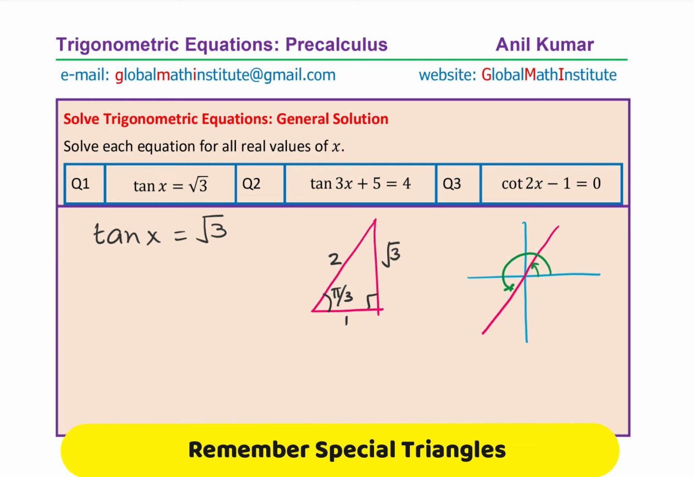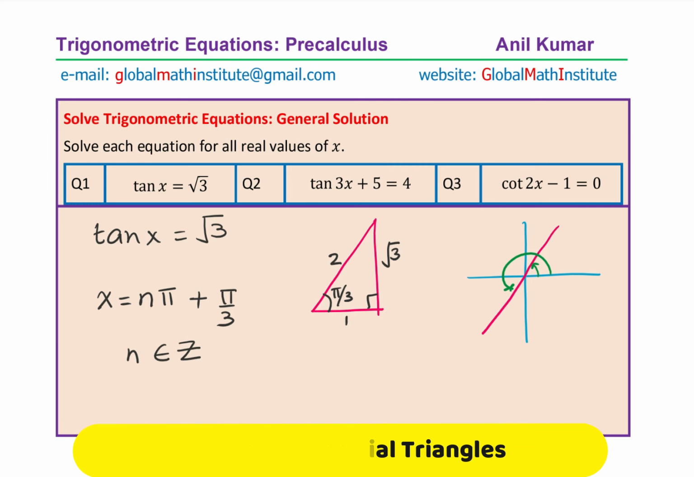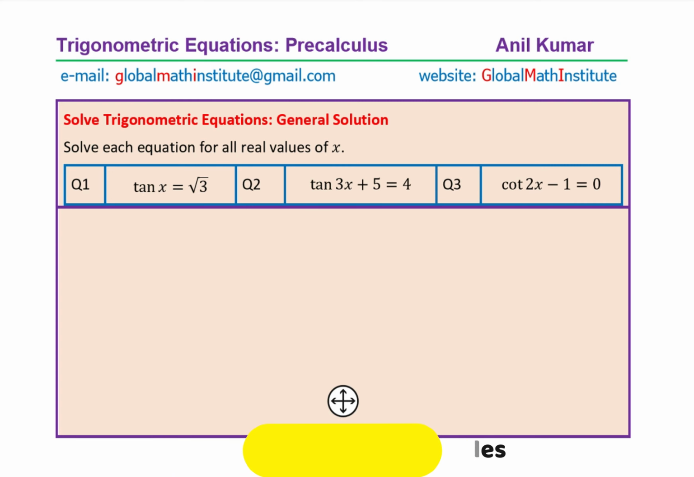So now we can write down that in this case, x should be equal to n pi plus the angle alpha, which is pi by 3, of course, where n belongs to the set of integers. Perfect. Easy, right?